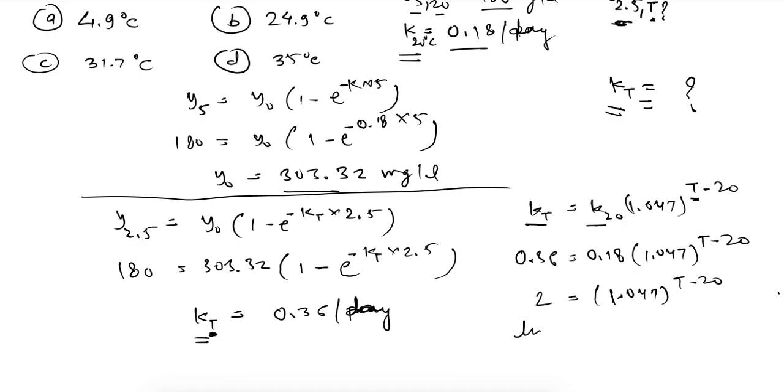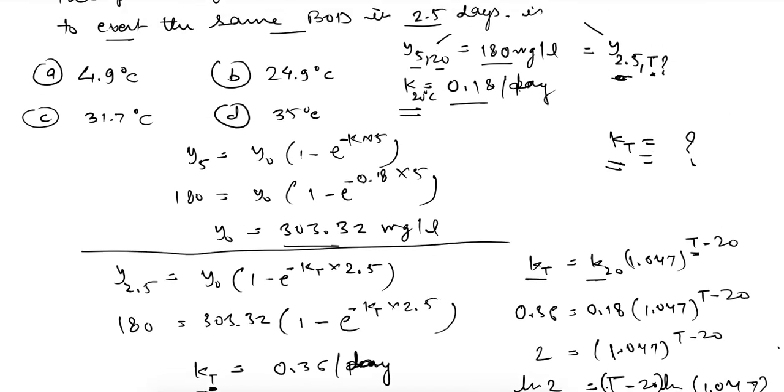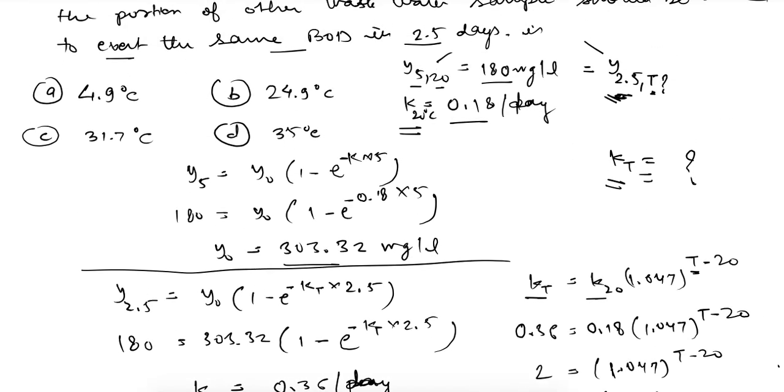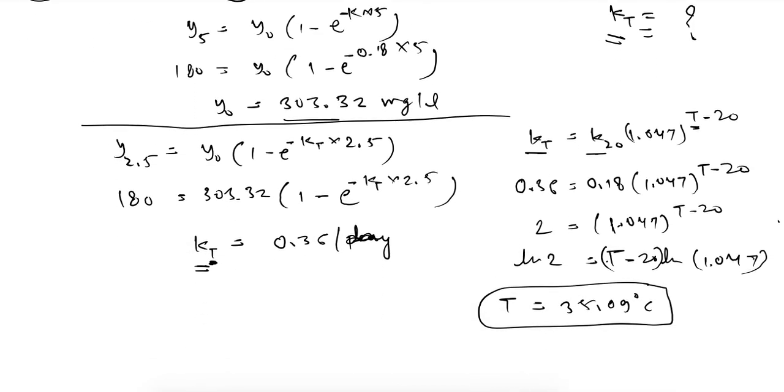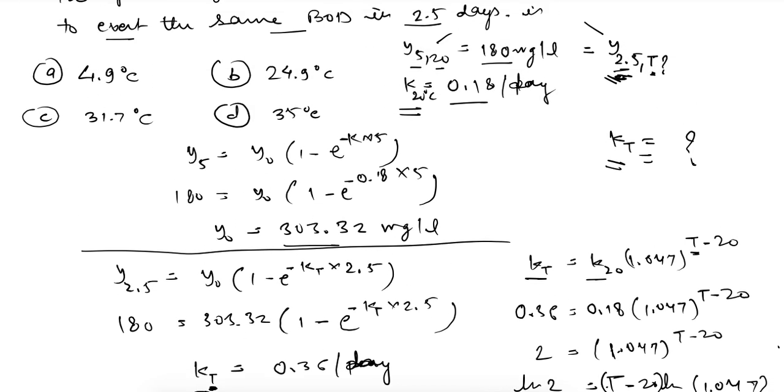So we can take the ln. So ln 2 is equal to T minus 20 ln of 1.047, and if you calculate from here, T is equal to 35.09 degrees Celsius. That is your required temperature for this BOD if we want it in 2.5 days. So the temperature should be 35.09 if we want this 180 milligram per liter BOD in 2.5 days.